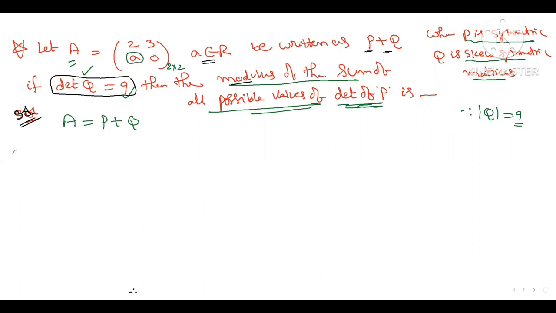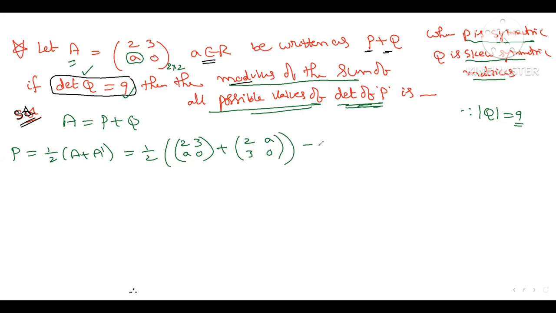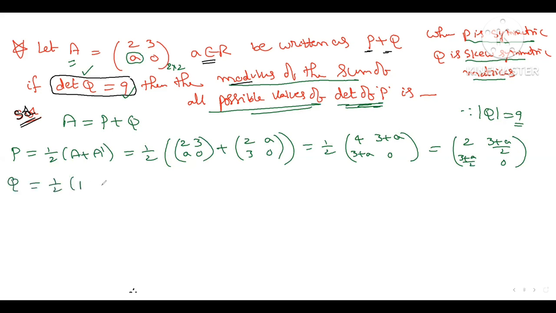Okay, now what is the P here? P is a symmetric matrix. We have the formula 1 by 2 times of A plus A dash. From the statement, the A matrix given is 2, 3, A, 0, plus transpose of A, 2, A, 3, 0. What we get here? 1 by 2 times of 2 plus 2 is 4, 3 plus A, 3 plus A, 0. Multiplying 1 by 2 to all, we get 2, 3 plus A by 2, 3 plus A by 2, 0. This is the P matrix.